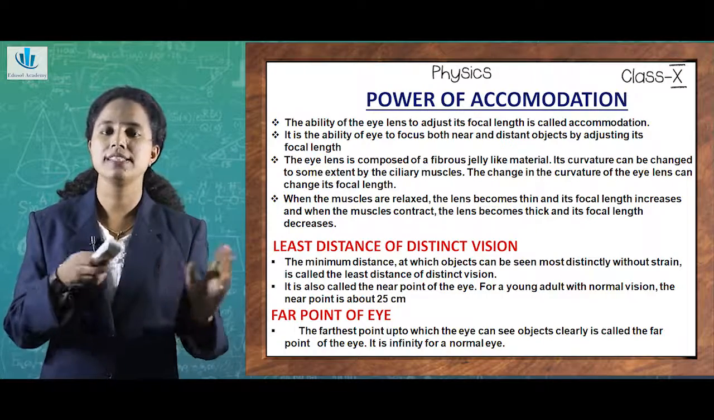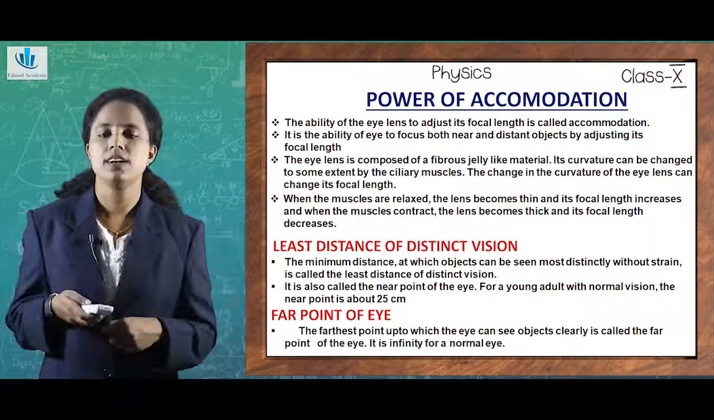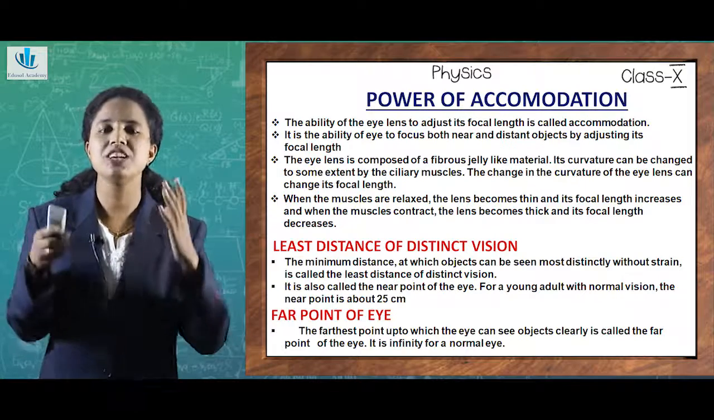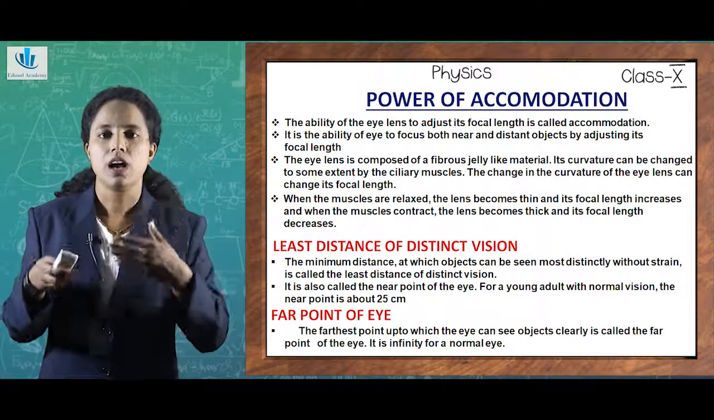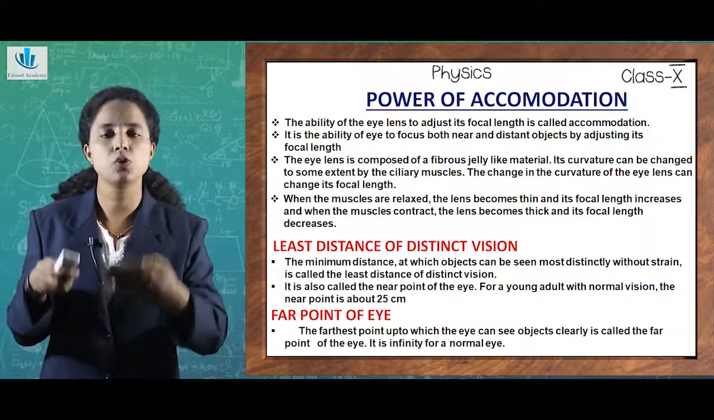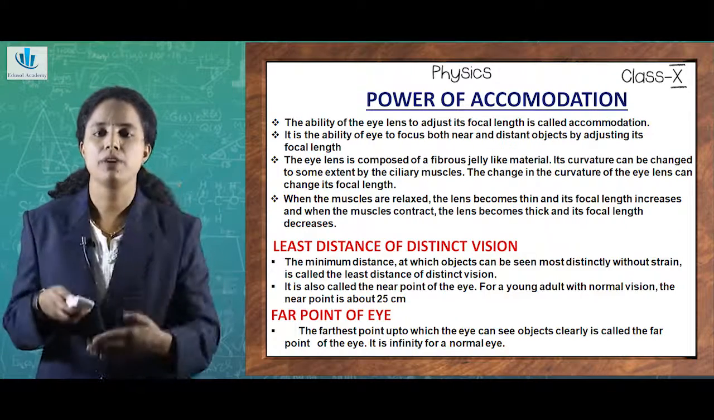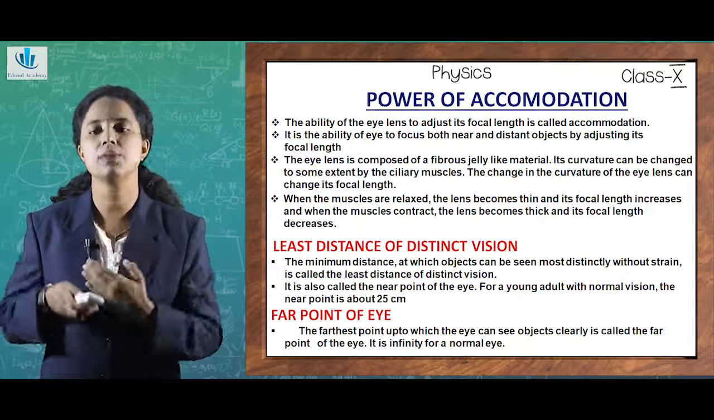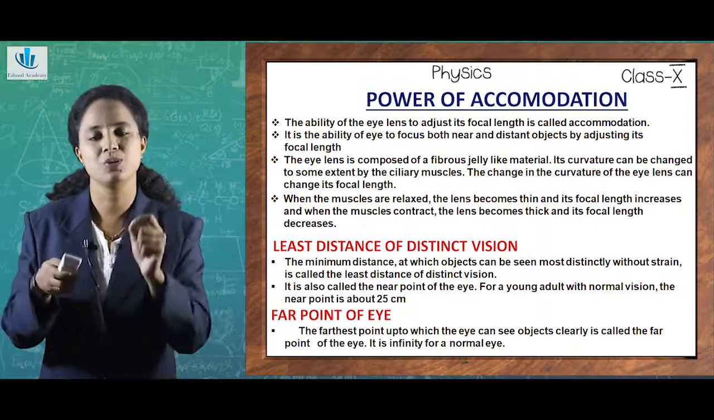For example, we take a standard value. For a young adult who has normal vision, the near point is considered to be about 25 cm. So if you need to see an object clearly, you shouldn't keep it closer than 25 cm. Within 25 cm, it will not be so clear to you. If you keep it beyond 25 cm, from that point onwards it will be distinctly seen. So a minimum of 25 cm distance should be maintained between the object and the person who is looking.